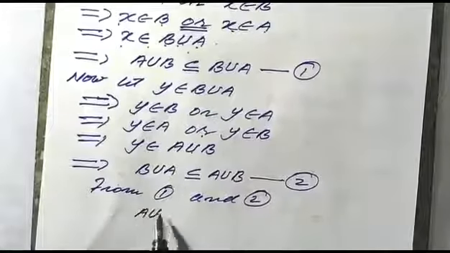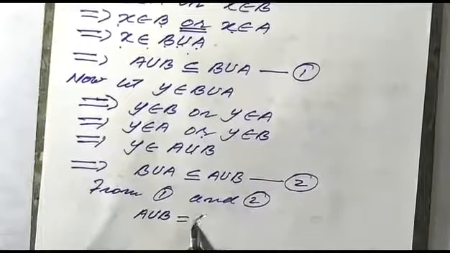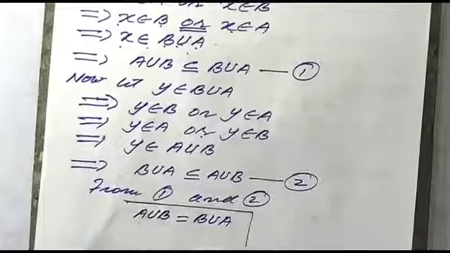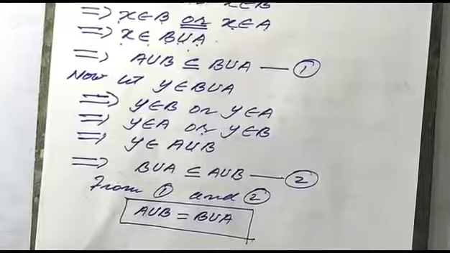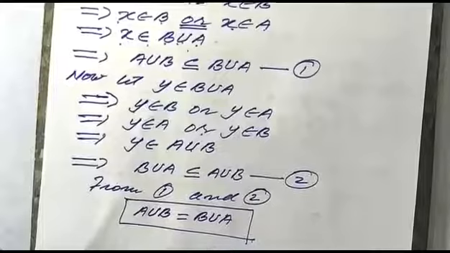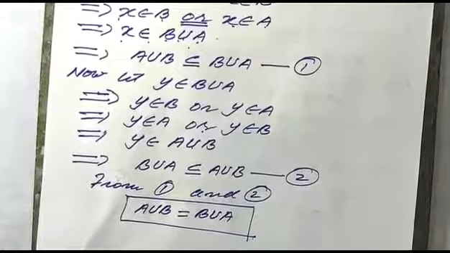A union B is equal to B union A. That's it. We have proved the first commutative law. Now the second commutative law, you better try yourself.